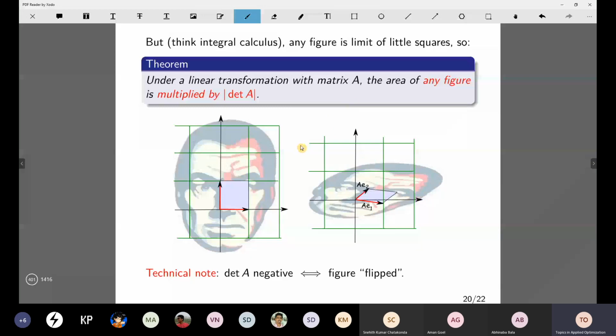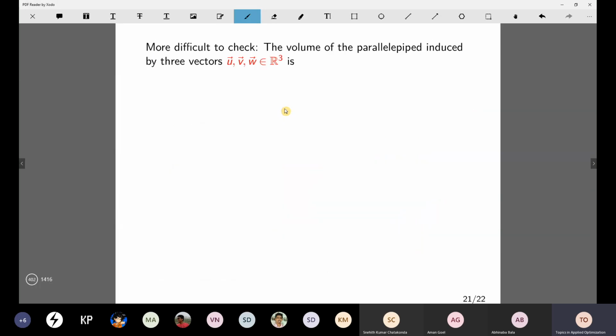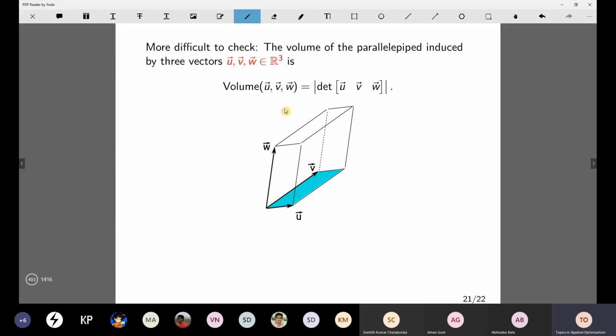Okay, so the determinant can be negative also, but it just means that the figure became flipped. Since you are talking about the factor by which the area changed, you take the modulus of the determinant, because the factor of change in area should be a positive number, right? The same thing can be extended to the volume of a parallelepiped.